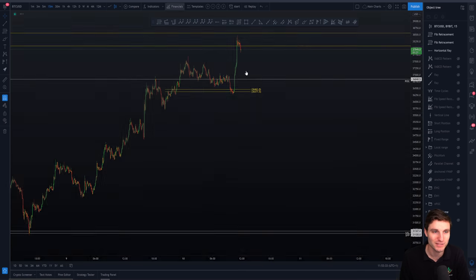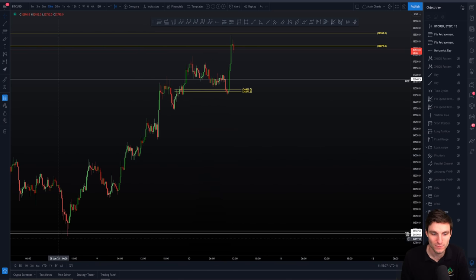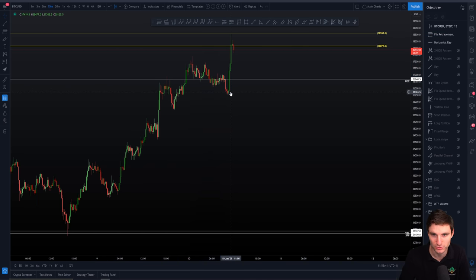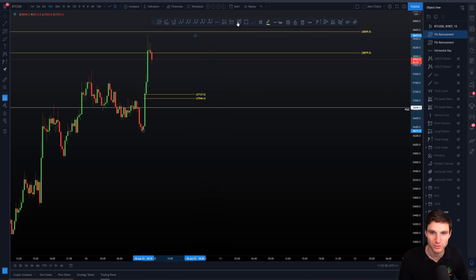I think you all know this by now, market structure. We're currently just building these higher highs and higher lows. So this was obviously another higher low, and you can just keep building potentially these higher lows. So your next local high is obviously coming. Let's just say you want to give it a bit of space.